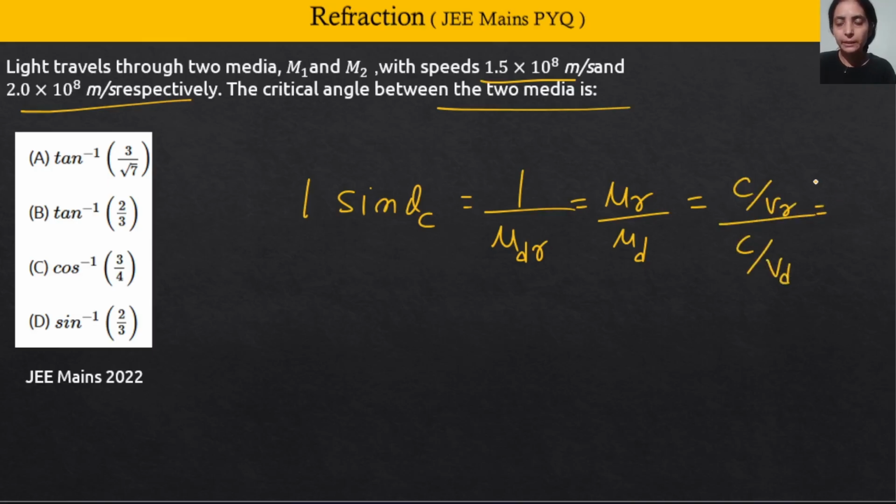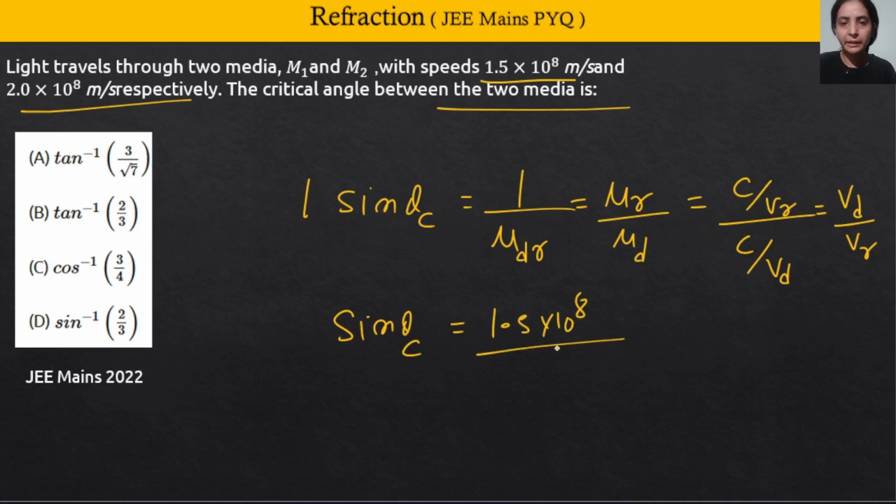So this can be written as what? This can be written as Vd divided by Vr. Okay, so now let us put it. I mean, we have to find sin theta c. Velocity of light in denser media will be lesser. So this is 1.5 into 10 to the power 8 divided by 2 into 10 to the power 8. If you solve it, you will be getting how much? 15 by 20. So this is nothing but 3 by 4.